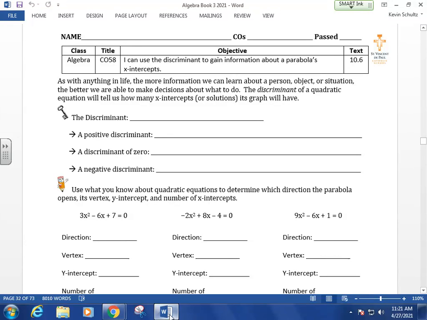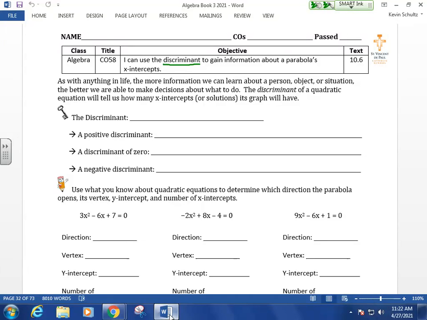We are here covering CO58 using something called the discriminant to gain information about a parabola's x-intercepts. We spent PO55 and CO56 talking about the x-intercepts of a parabola. In PO55, we learned 3 different methods we can use to find the x-intercepts of a parabola, but sometimes it's handy just to be able to know how many x-intercepts a parabola has. And that's what the discriminant is for, okay?